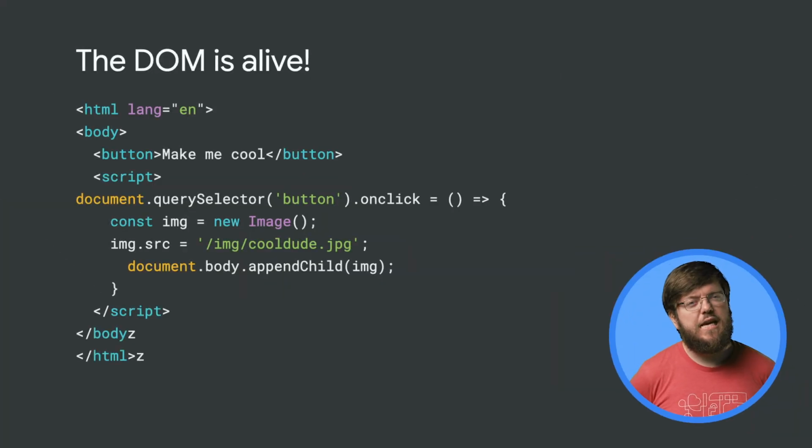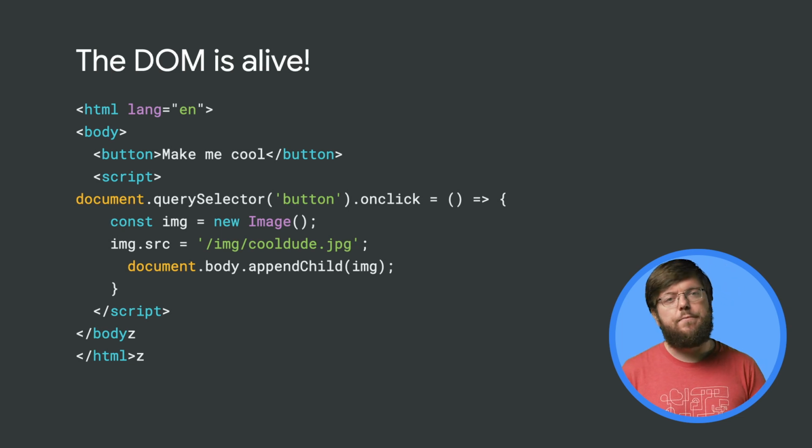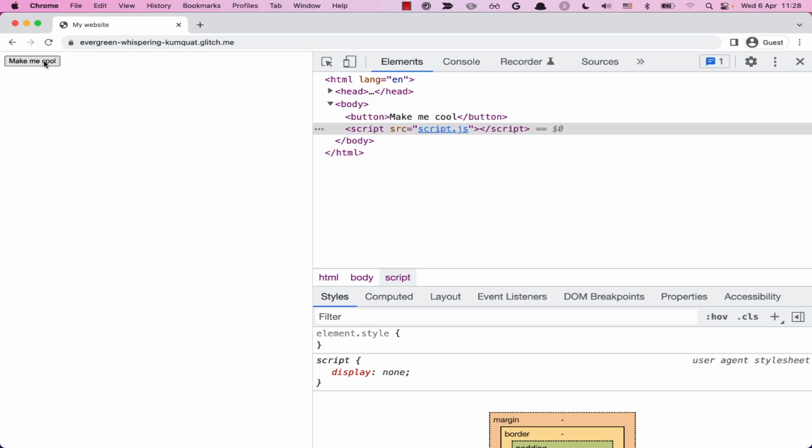It is important to understand that once the browser shows us the website, it may use JavaScript to allow us to interact with the website. The JavaScript might then change the DOM by adding, changing, or removing elements in the tree. For example, when I click this button, it adds an image to the DOM and thus to the website on the screen. Here we can see this in action.